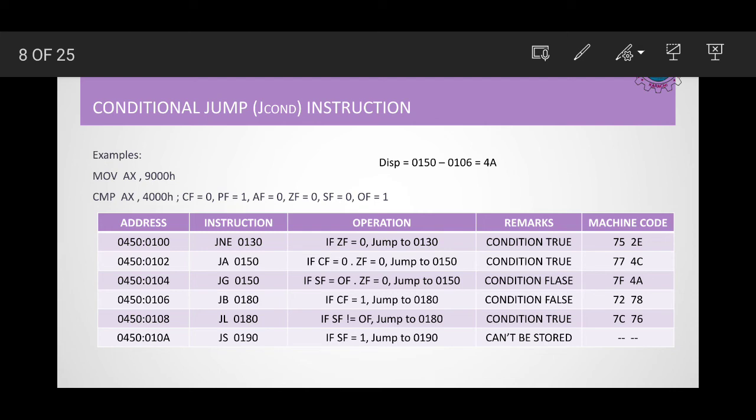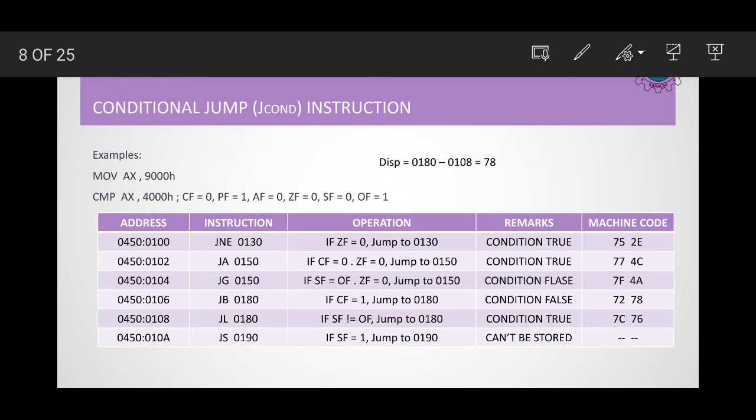Now we are having JB instruction, jump if below, 180. So the condition for JB is that the carry flag must be having logic 1 for a true condition. Here you may see that the carry flag is having logic 0, so the condition is false for this JB instruction. Opcode for JB is 7F 72, and the displacement for JB will be calculated by subtracting 108 from 180. So that is the displacement 78.